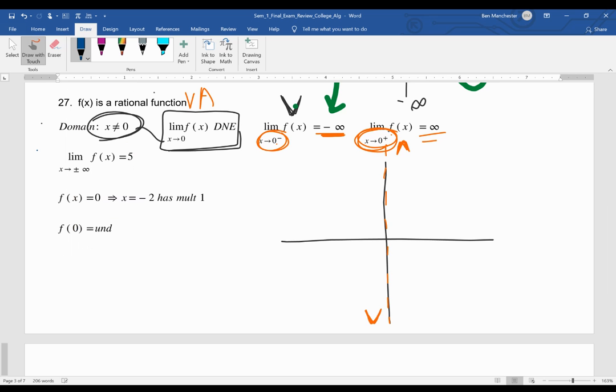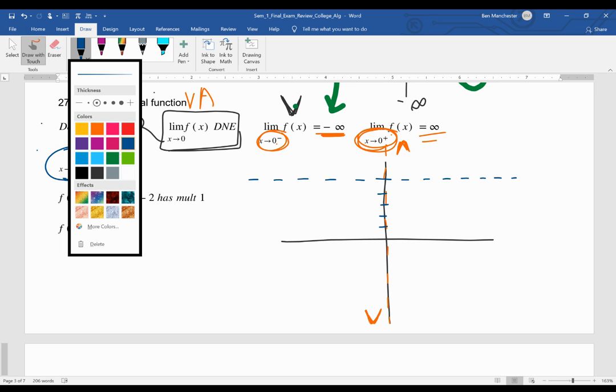And then we have this one, the limit as x goes to infinity. This is talking about your horizontal asymptote. In this case, it's 5. So 1, 2, 3, 4, 5. Okay, there's your horizontal asymptote.